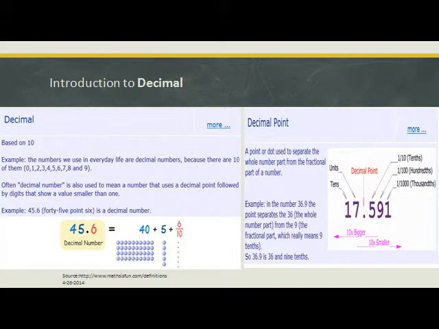Introduction to decimals. The decimal is part of a numeral system that has 10 as its base. A decimal point is a point or dot used to separate the whole number part from the fractional part of a number. On the next slide there is a chart of decimals and fraction numbers for you to check out.